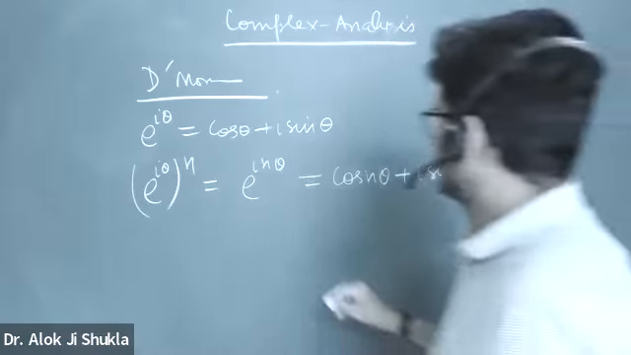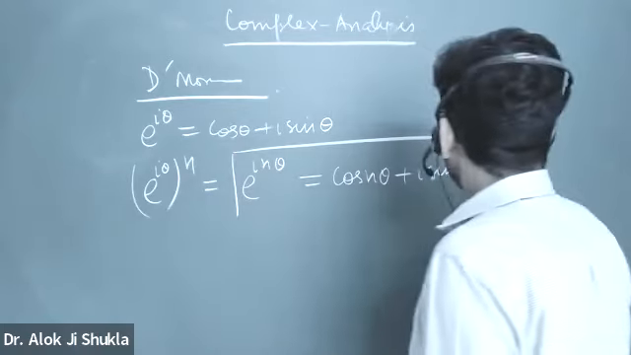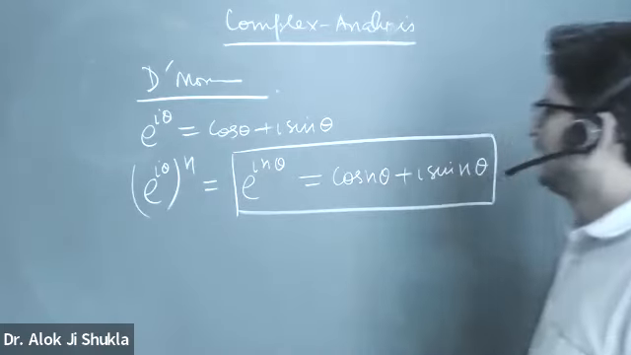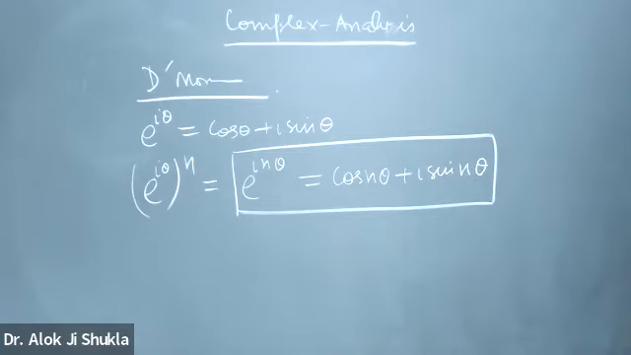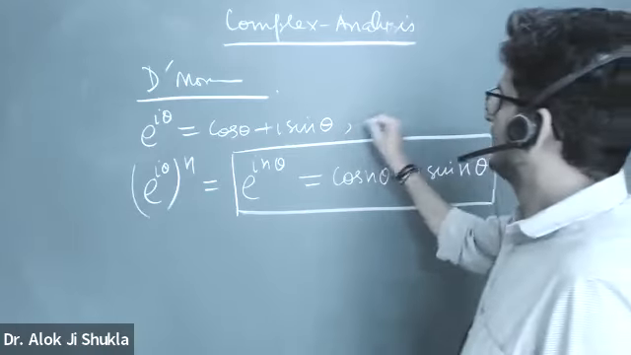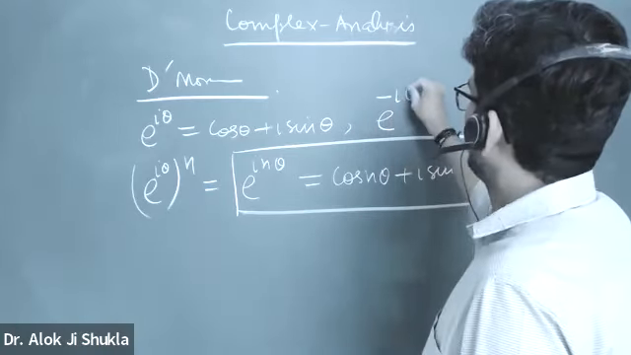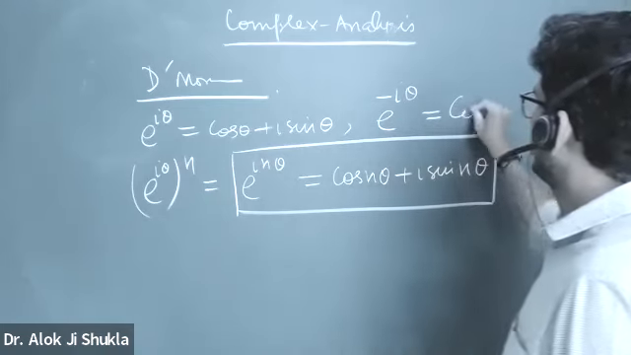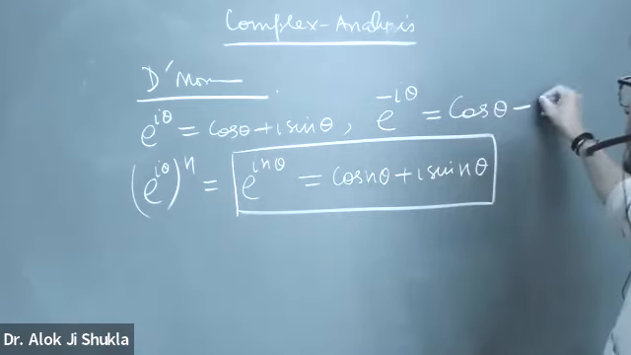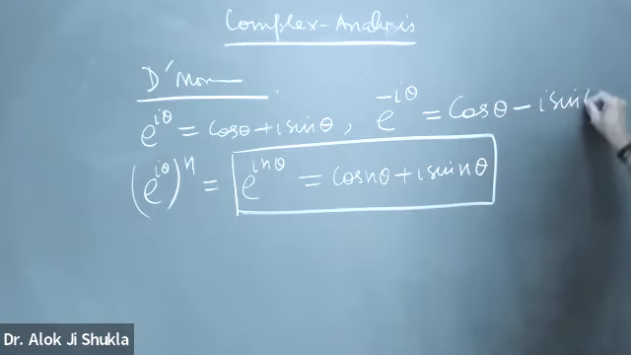So that means if it is e to the power iota theta, it can be written as cos theta plus iota sine theta. The immediate consequence is that if I want to write e to the power minus iota theta, it will become cos theta minus iota sine theta.